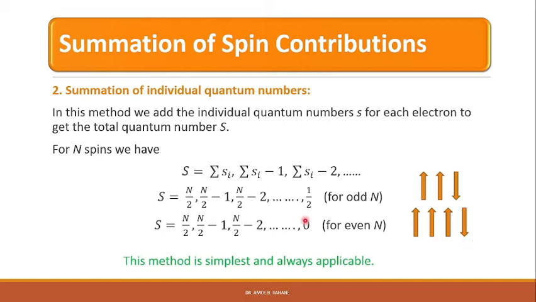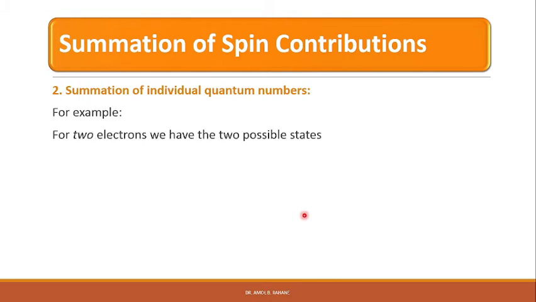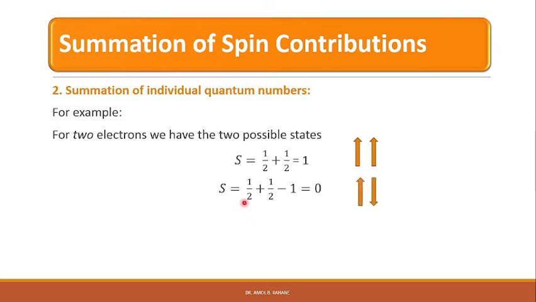Let us take an example. For 2 electrons we have 2 possible states, right? S is equal to 1 half plus 1 half is equal to 1. That means the 2 electrons are parallel, right? And if they are paired or anti-parallel, in that case we get S is equal to 1 half plus 1 half minus 1 is equal to 0. That means when spins are parallel, we get total S is equal to 1, and when the spins are paired, we get S is equal to 0.